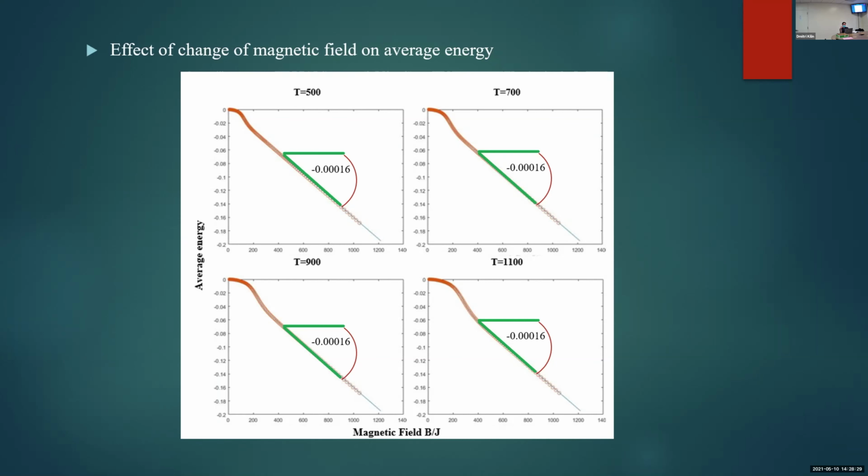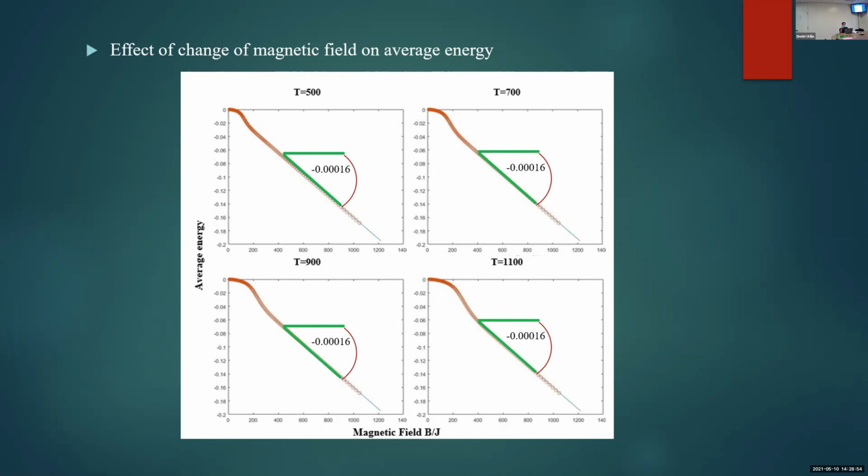line for all the plots is similar, and it shows that it does not depend on the temperature. So we can conclude that the average energy of the system does not depend on the temperature in high magnetic fields.